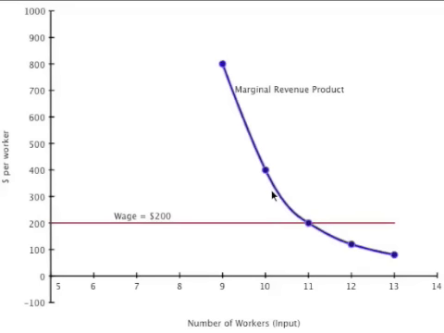We should continue to hire workers as long as their marginal revenue product is higher than their wage. Now let's skip over 11 a second. We'll come back to it, and let's go to 12. Should we go to the 12th worker? Well, the answer is no.